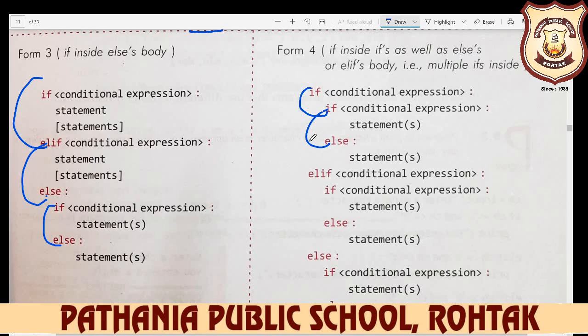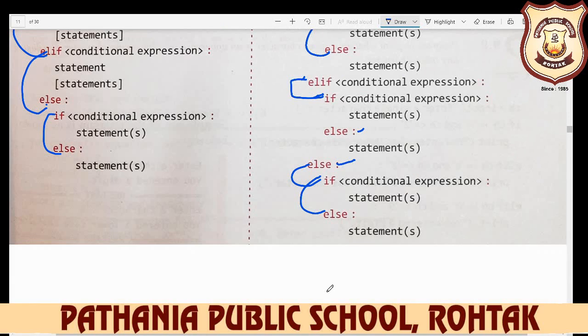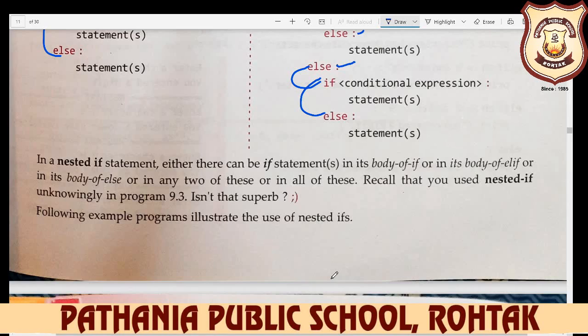After that we write down elif, and after that we write down again if. So this if is used within this if, and this if is used in elif. And after that we write down else, and then we again write down else statement, and in else statement again we write down if. So you can input so many times if, elif, if else, if else, and this is called your nested if.